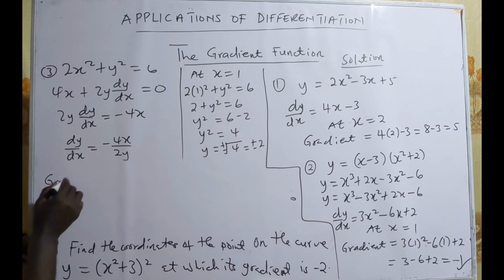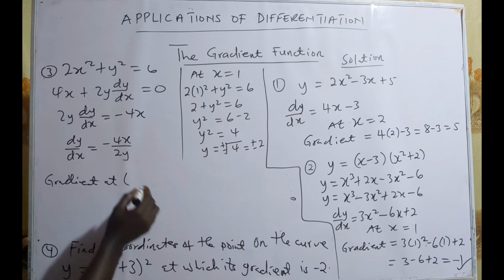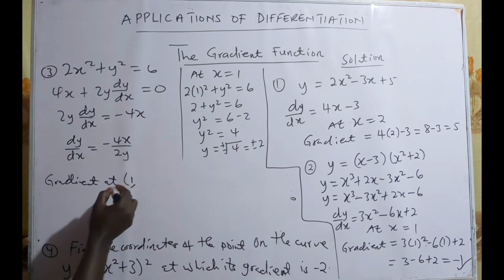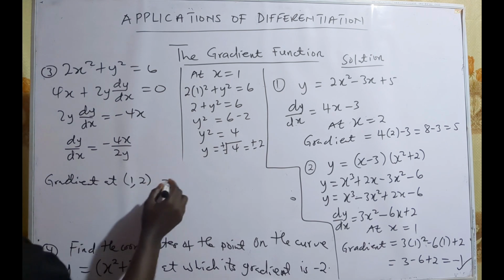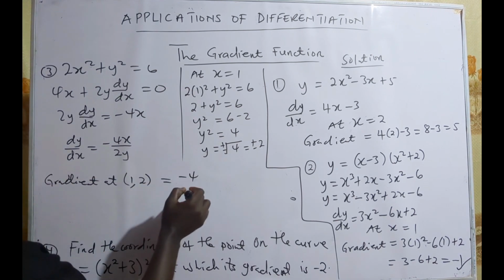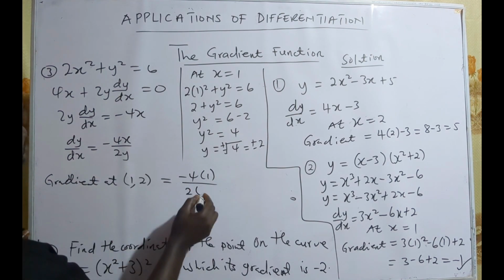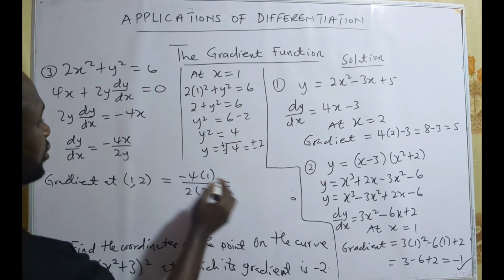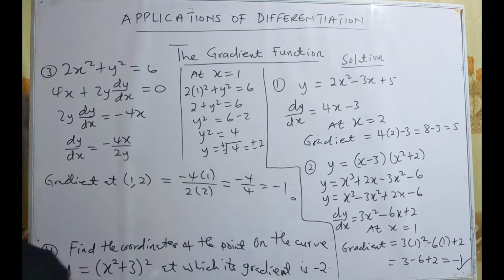So the gradient at x is 1, and if y is 2, it implies dy/dx is equal to minus 4 times x, which is 1, divided by 2 times y, which is 2. So minus 4 on 4 will give us negative 1.